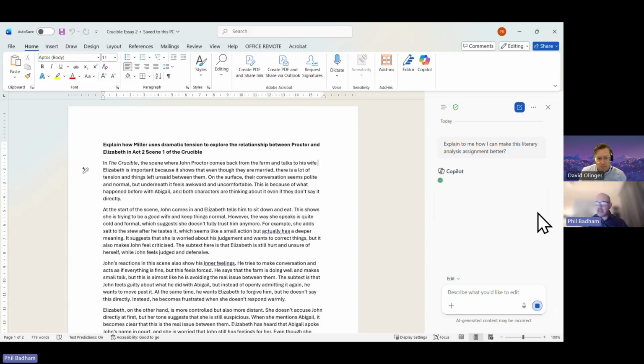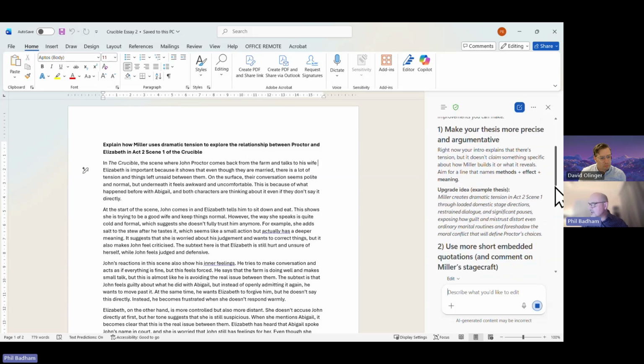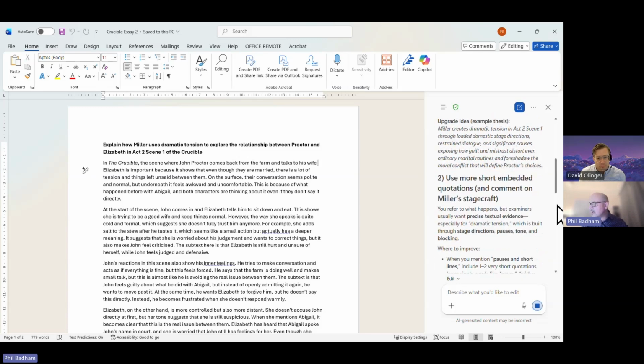And even just by hitting that button, Copilot's going to have a look at this essay and give some very cogent and focused feedback. Okay, it says that the analysis is clear and well focused, but it says to make it stronger, get straight to the chase. To make it stronger, you can make your thesis more precise and argumentative. It tells you how you might upgrade the idea.